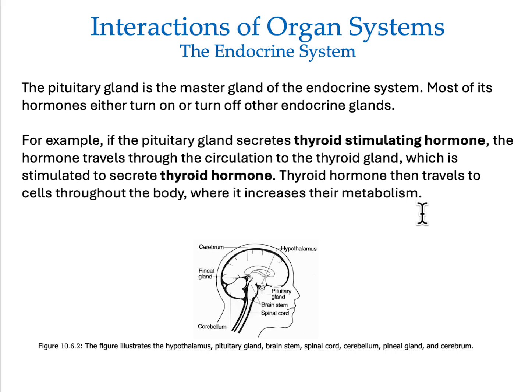Now, the stimulation could very well have to do with the hormone attaching to the surface of a cell, which initiates a chemical reaction. Thyroid hormone then travels to cells throughout the body where it increases their metabolism. Again, very well could be by attaching to a cell, changing a shape somewhere that causes it to amp up the process of cellular respiration.